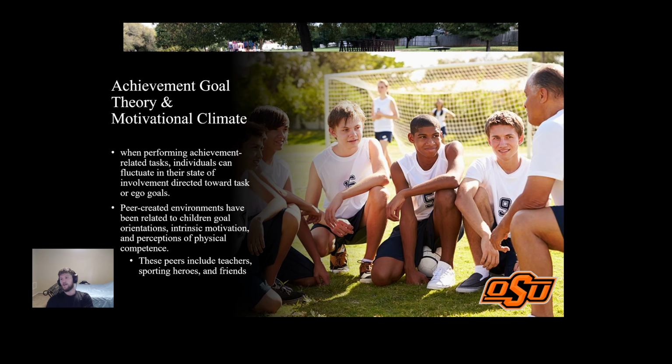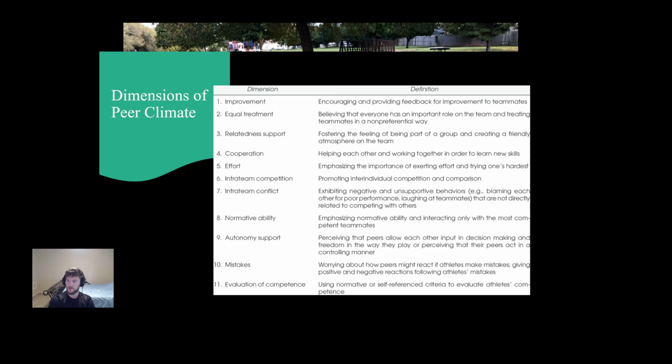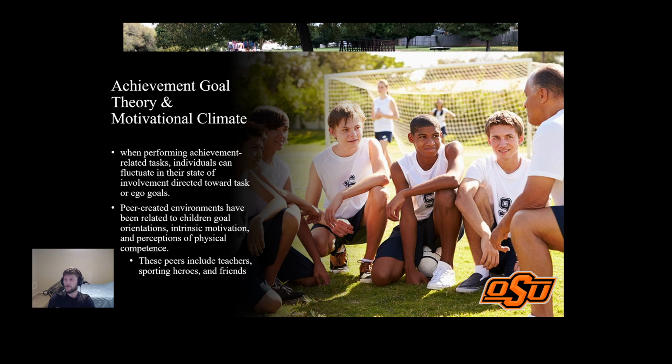There we go. Okay. So the main theory here is the achievement goal theory, where with the motivational climate, when performing achievement-related tasks, the theory is individuals can fluctuate in their state of involvement, directed towards task or ego goals. So this theory is we are more efficient to achieving something or less efficient based on is it more task related or ego related, which is really interesting because task related is going to be in the sense of I am going to help my team score 2 goals today. I'm going to help us win. We're going to win this game. This is something finite and concrete.